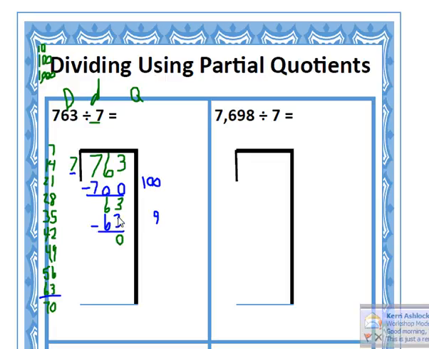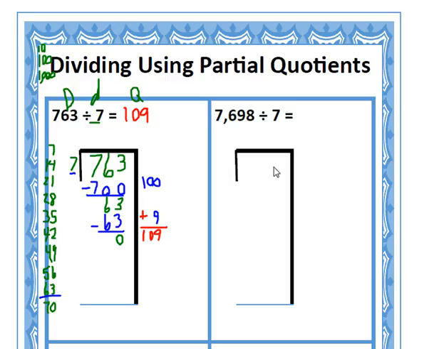So am I done? Oh, no, I'm not. I have to add my partial quotients. So I have my partial quotients over here, and I'm going to add them up. 109, because 9 plus 0 is 9, 0 plus nothing else is 0, 1 plus nothing else is 1. So we have a quotient of 109. I add my partial quotients to have a full quotient of 109. That's it. That's how we use partial quotients to divide. We're doing the subtraction on the inside.